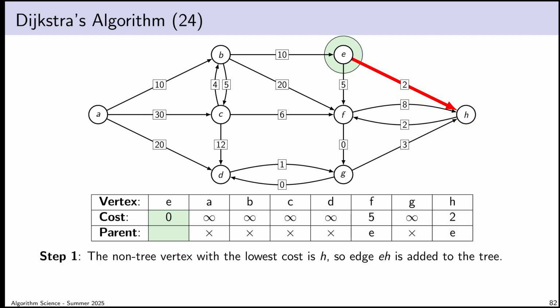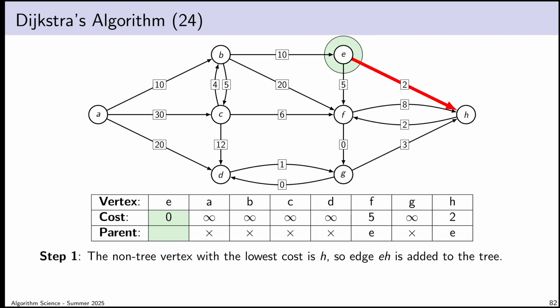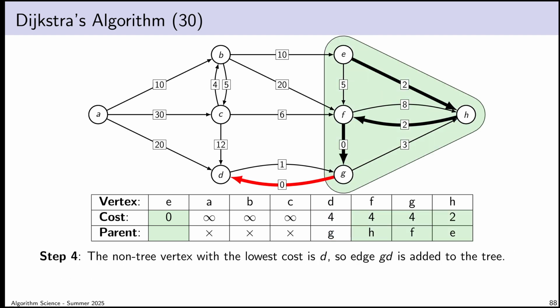Back in our earlier example, if I scroll all the way back to that, here, if I look at all the non-tree vertices with non-infinite cost, well, there are none, so the algorithm can terminate here as well, because there actually are no non-tree vertices left. But I need both of those conditions working together, because there could be cases where vertices do not get reached at all.